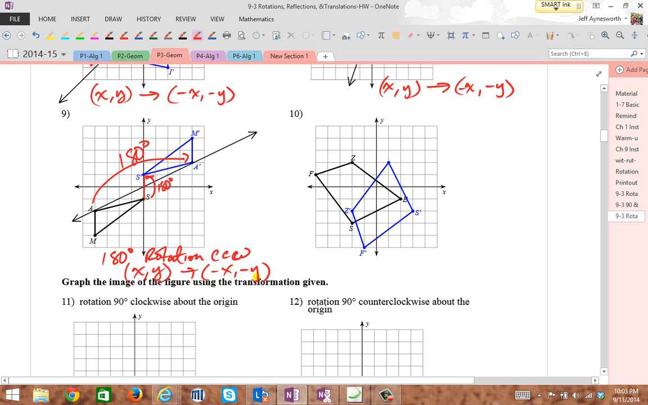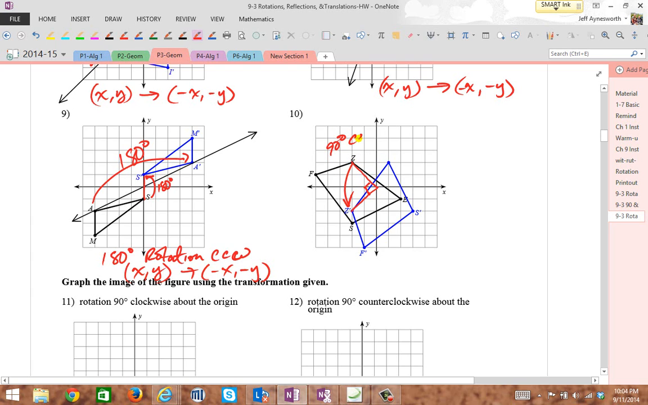Now let's see, this one's Z. This one's a little bit different. You connect Z and Z prime, it doesn't go through the origin, so this is not a rotation about the origin here in respect to 180 degrees. It's something else. So I can already tell from Z to the origin to Z prime, there's a right angle there, and Z went to Z prime. That's a 90 degrees counterclockwise rotation.